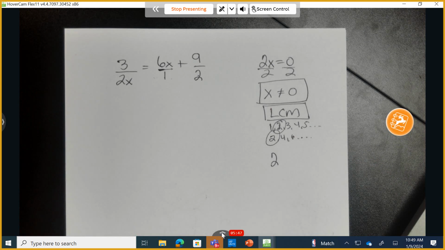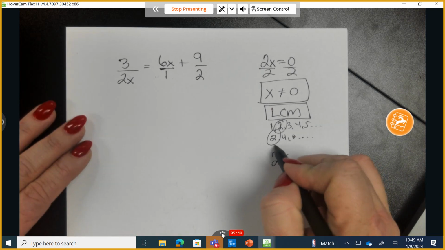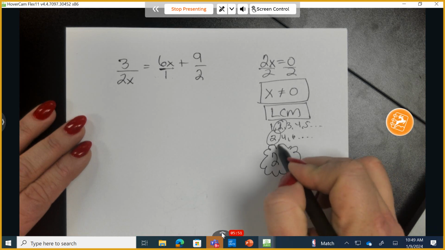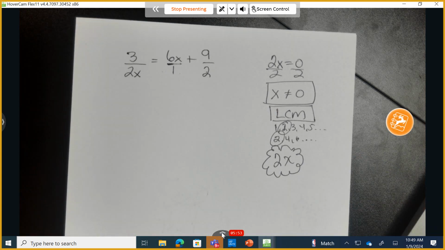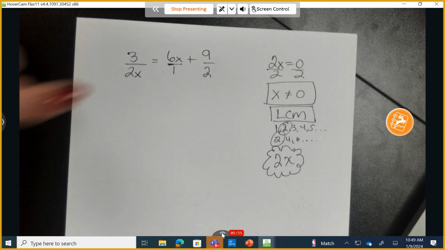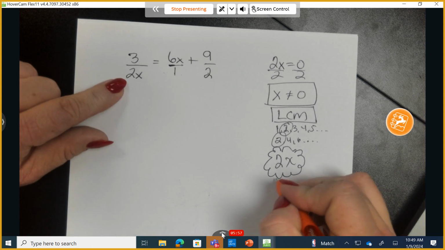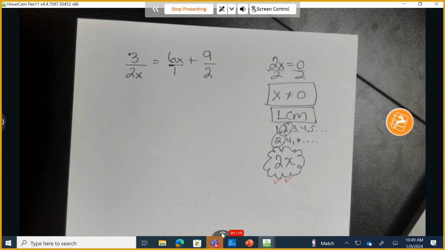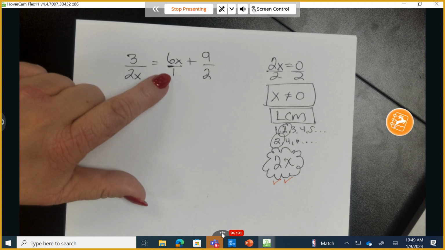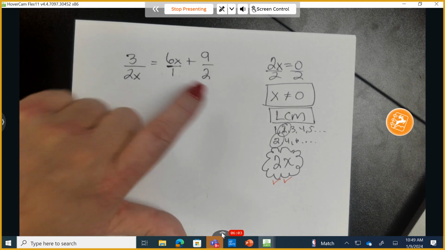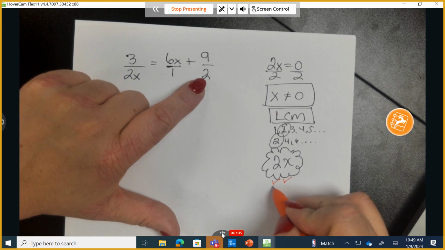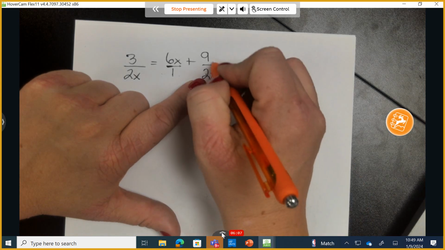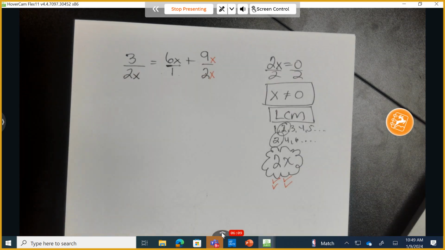And it also has to have an x. This is what I want in the denominator of all three terms. So let's look at the first term. I'm only looking at the denominator. Does it have a 2? Yes. Does it have an x? Yes. I don't have to do anything. Now I need to change this one, because this is a little more work. I have a 2, but it's missing an x. So whatever I attach to the bottom, I must also attach to the top.